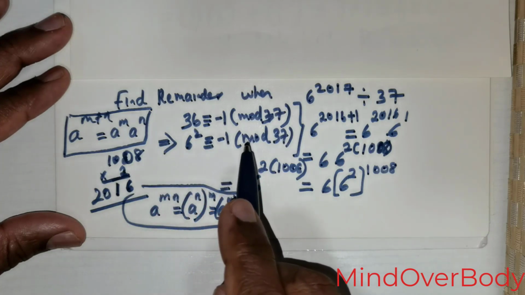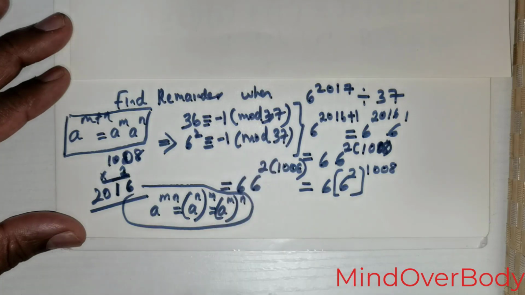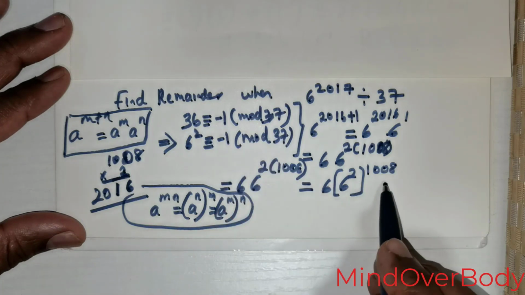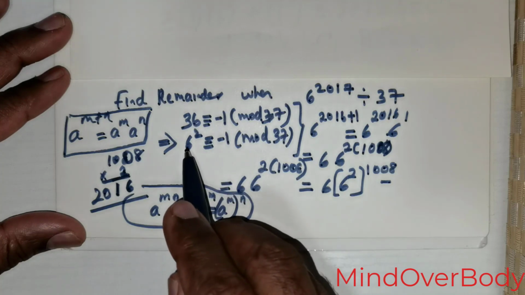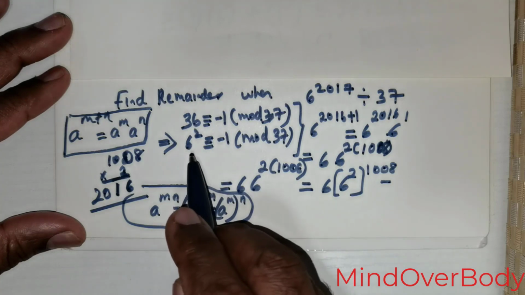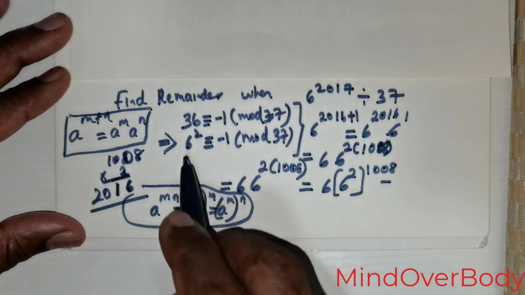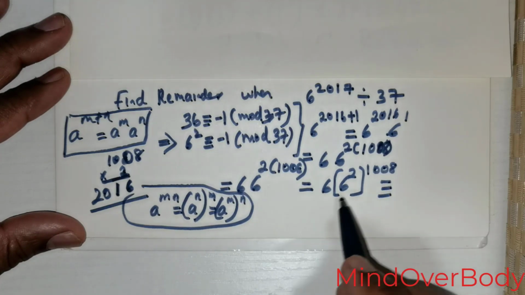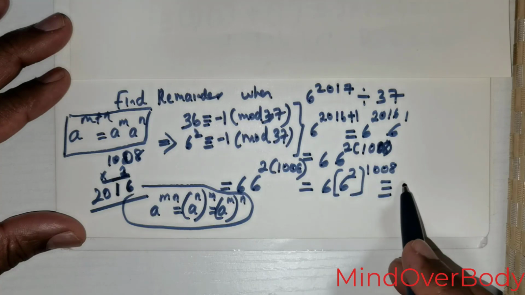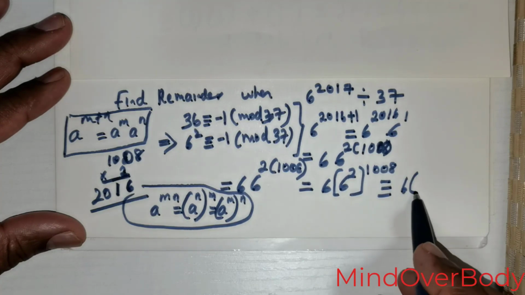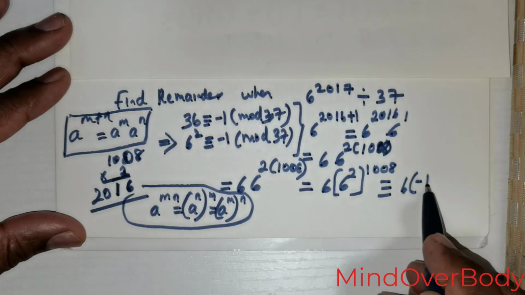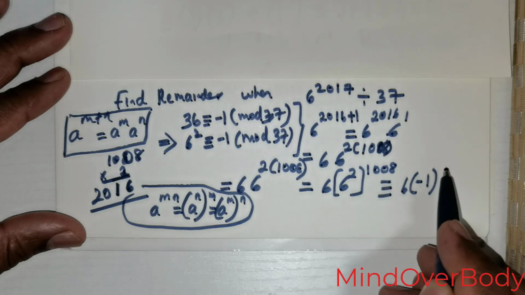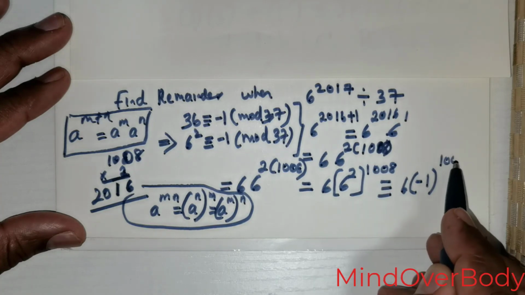Now this entire thing can be rewritten as, now clearly you know that 6 squared is congruent to -1 mod 37. So this can be rewritten by using this result which we already have. This is congruent to, when 37 divides, this is going to be 6 times -1 raised to the power of 1008.